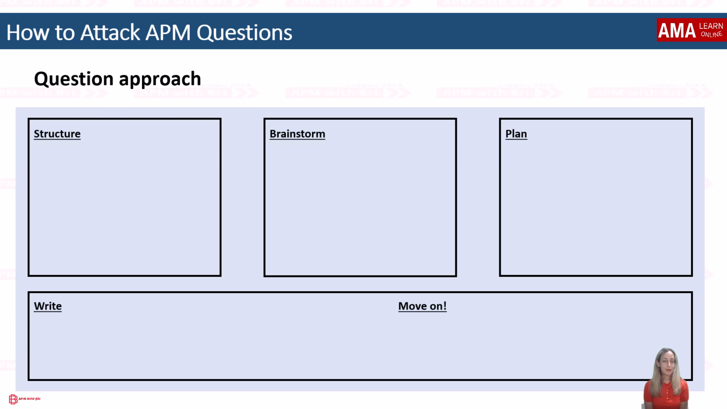So when it comes down to answering any APM question, please guys have those 5 things embedded into your brains, okay? You need to think about the structure of your answer, then you brainstorm ideas you can include, then you plan which ones to use, and only after those 3 things you write the actual answer. Last but not least, having kept an eye on the time throughout, you move on as soon as your time is up.